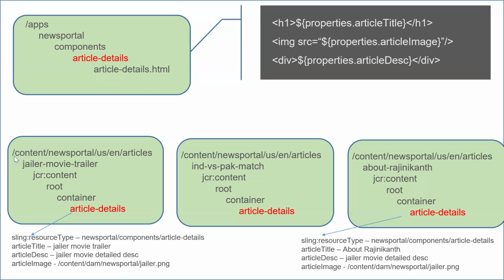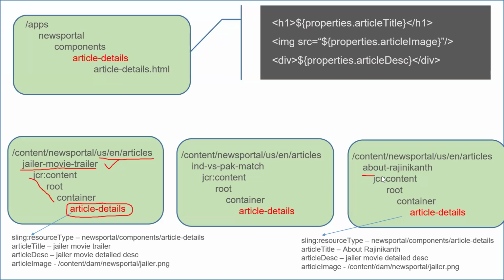Look here: content, news portal, USEN article is a page. Inside the page, let's assume Jailer movie trailer is the web page. Inside, this is the node structure. This content node will generate whenever you add the article detail component into Jailer movie trailer. A similar content node will be available in different locations.